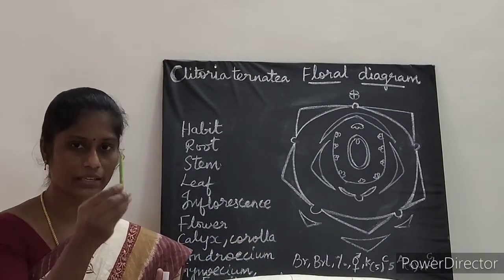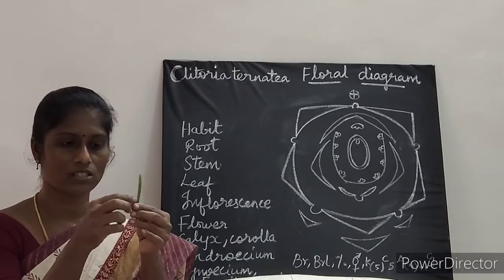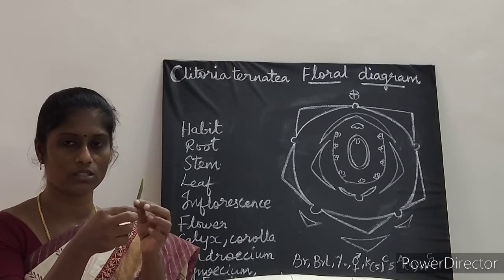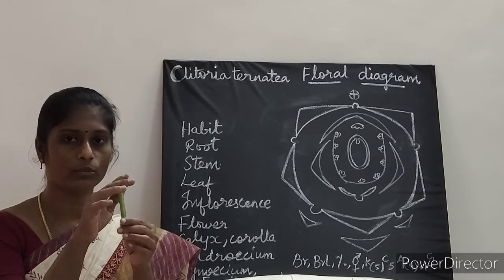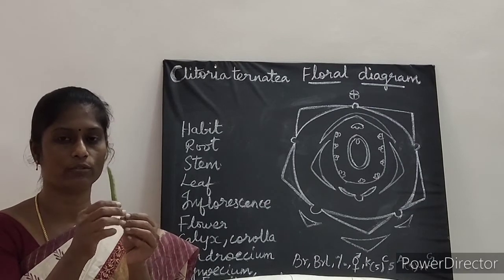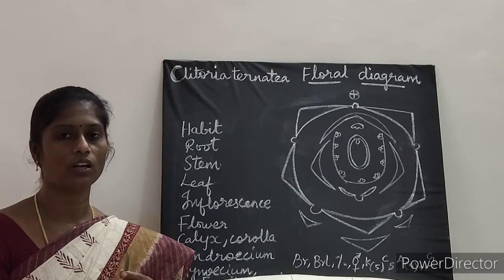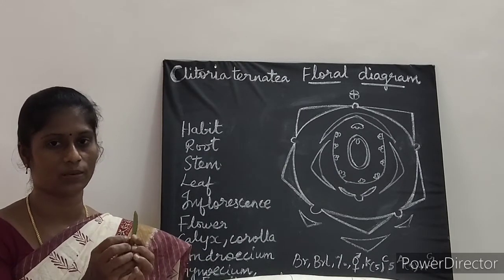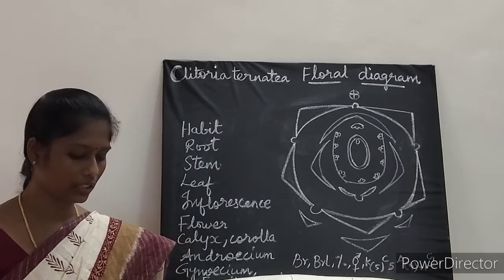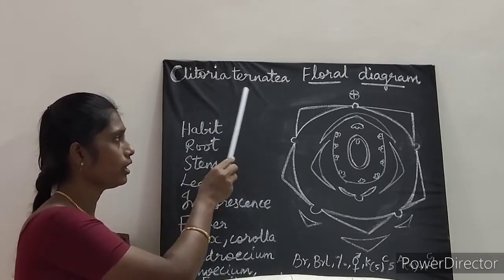And then the fruit. Fruit here is legume. Fruit is what? Legume. Legume is what? The seeds are enclosed inside. This is a pod, is it not? So all this comes under the Fabaceae family. Fruit is legume. Then the seeds are non-endospermous here, and reniform. Reniform means what? Kidney shaped structure. That is all about the general characters of Clitoria ternatea.